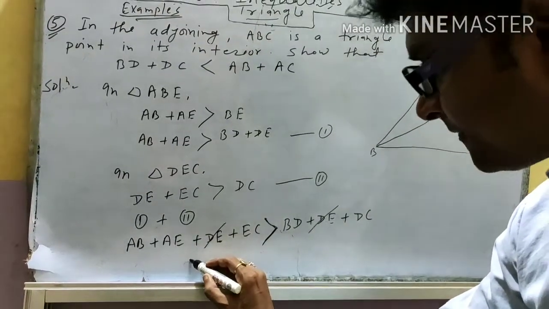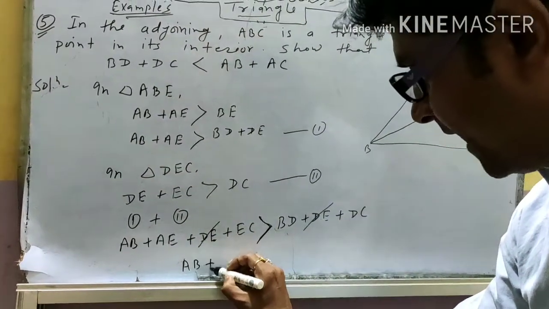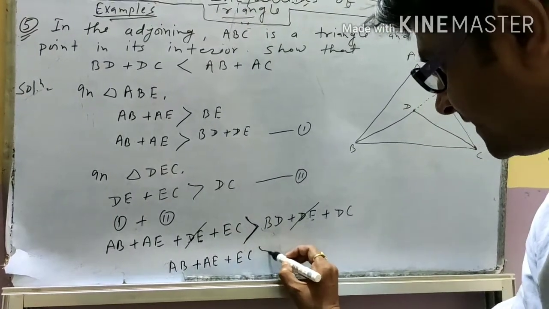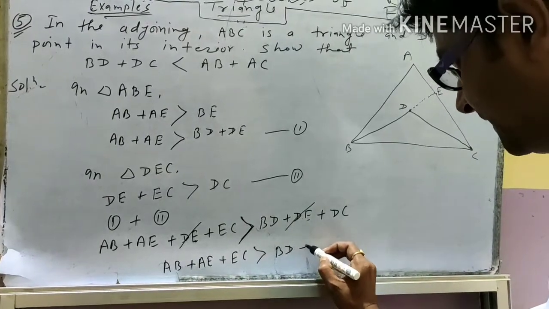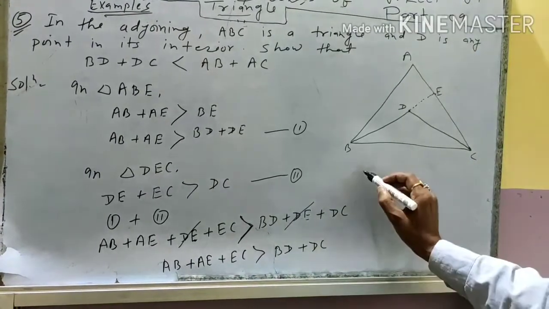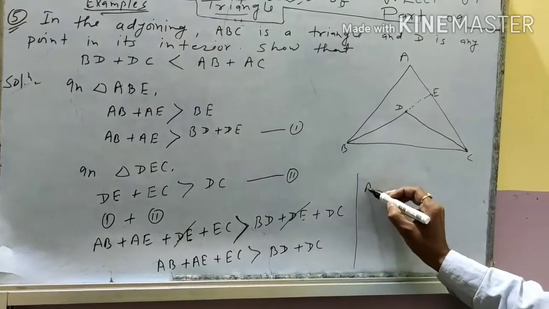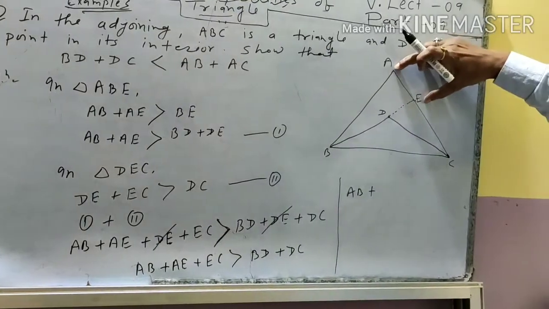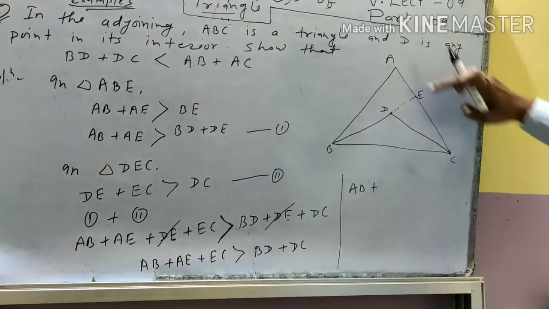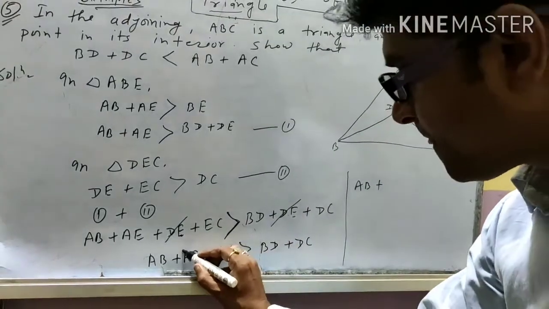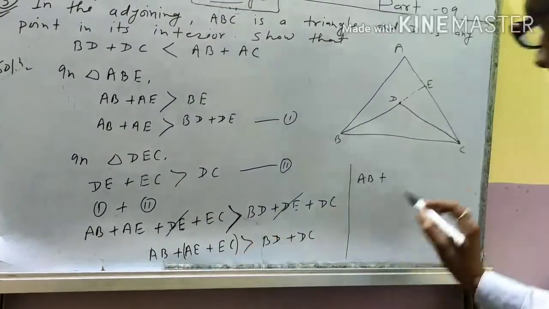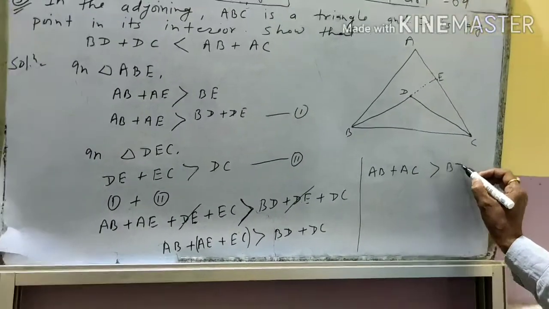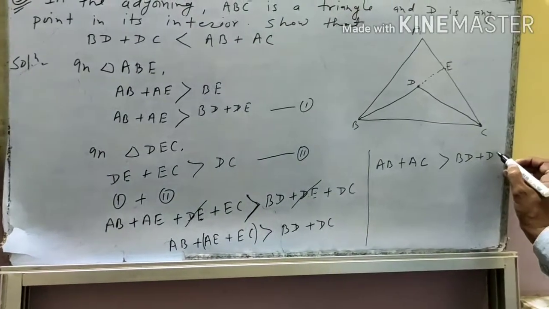After that, AB plus AE plus EC is greater than BD plus DC. Okay, here AB plus, look at here, AE plus EC, AE plus EC can be written as AC. So here, a small bracket, this value is equal to AC, is greater than BD plus DC.